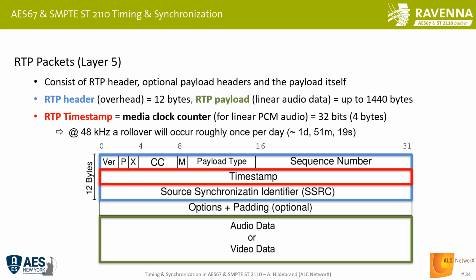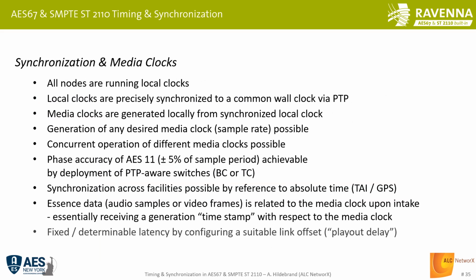Fun fact, at 48 kilohertz, we will have a rollover about once per day. Well, basically, it doesn't matter in our case because we are talking about real-time distribution, right? And in real time, that would only cause a problem if a stream is on its way for more than 24 hours before it's received by a receiver. In that time, it can travel 3 times back and forth to Neptune, I guess. That's approximately the time it would require. So no problem for us. We can stick with the media clock counter, and rollover is not a problem for us.